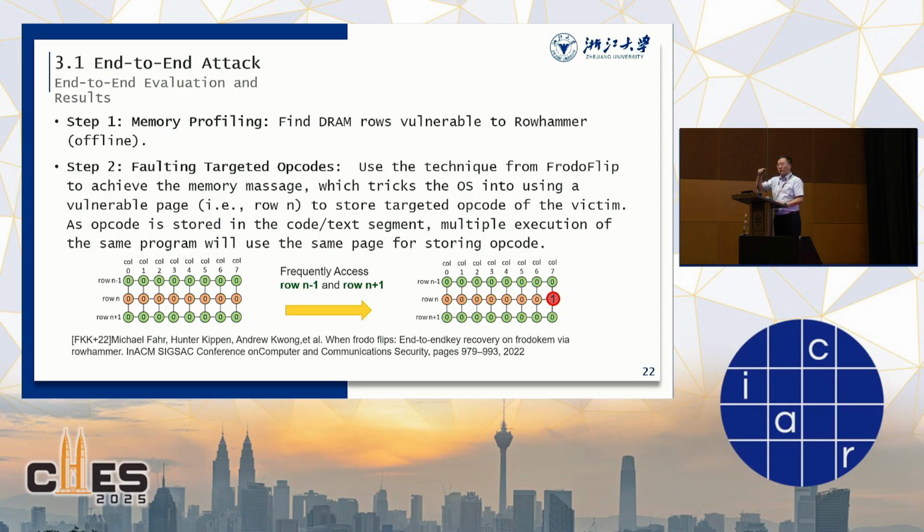Rowhammer, basically the core idea is that you put the data in different rows, and you read from the row on the top, and then you read from the one on the bottom, repeatedly, so you have the chance to flip one bit in the row in the middle. Then you repeat this process, put the vulnerable page inside, and see what's the probability that you can place the data on it.